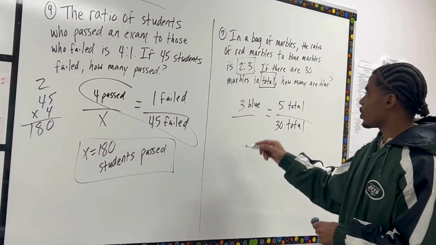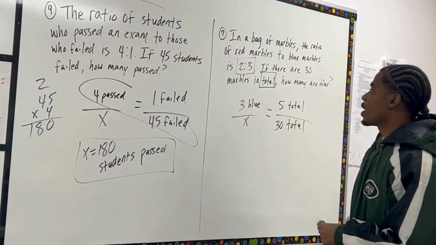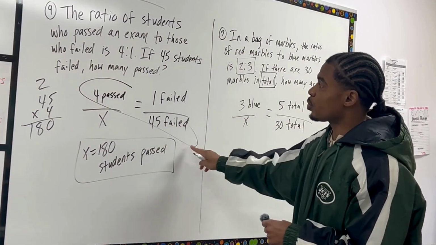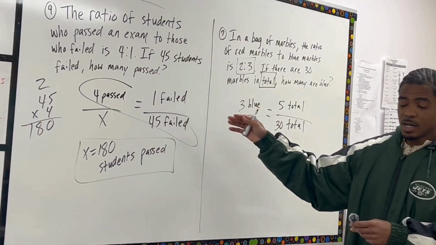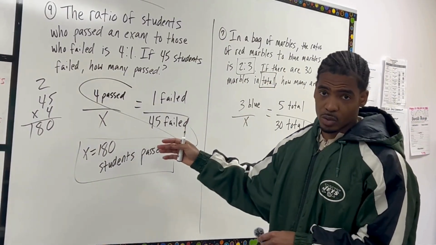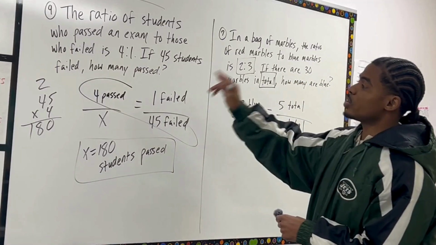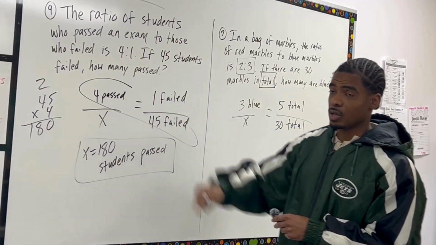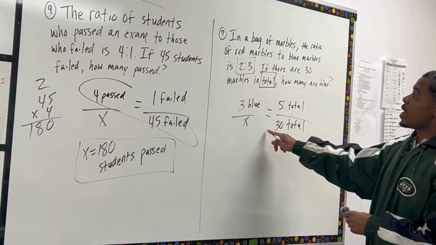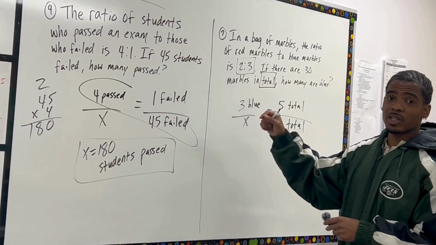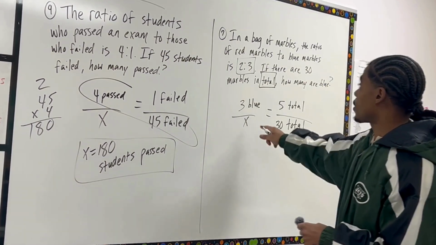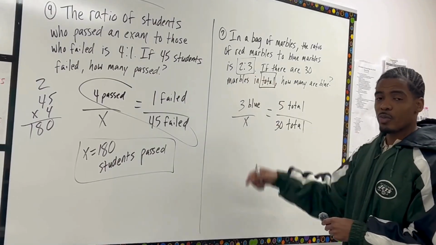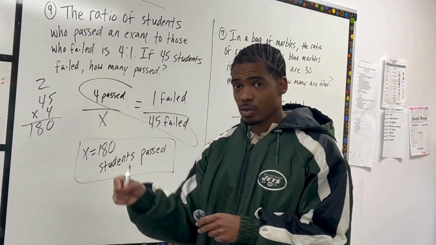Then you can leave this blank, put a question mark, or put an X. Now we've set up our proportion. Notice the difference between these two problems. In number 9, it does not even use the word total, so we know we're just basing it off our given ratio. For this one, it uses the word total, so you have to make sure you identify that in the first part of your proportion. That's why we put 3 blues is equal to 5 total, which we got from just adding 2 plus 3.